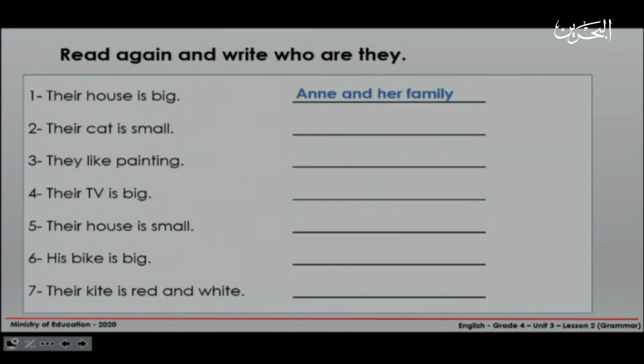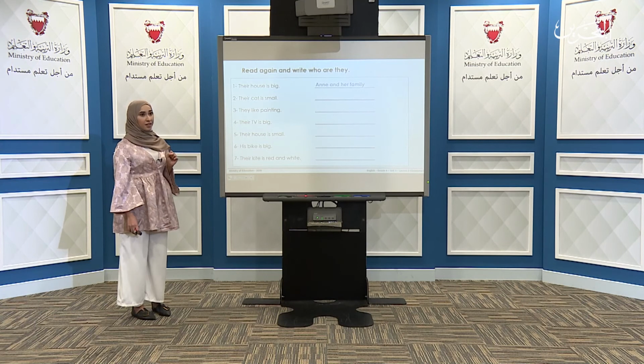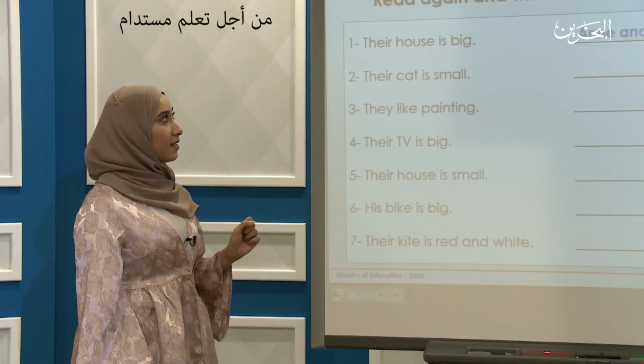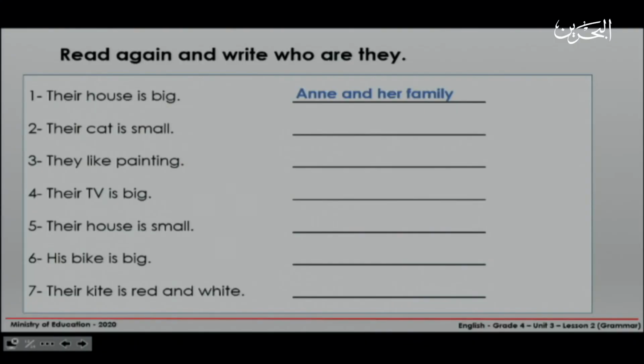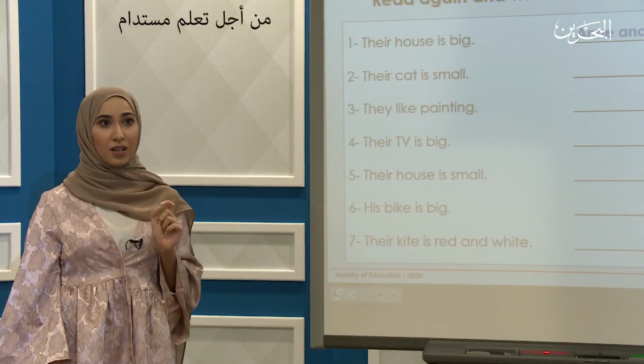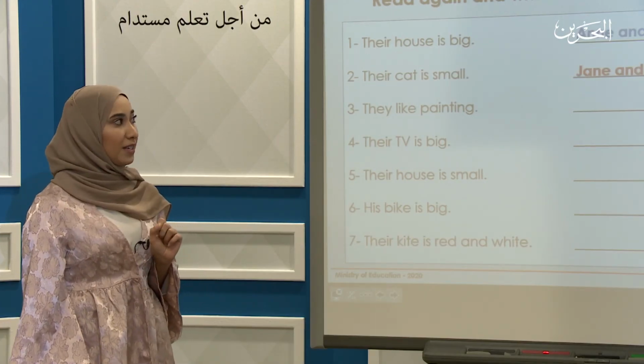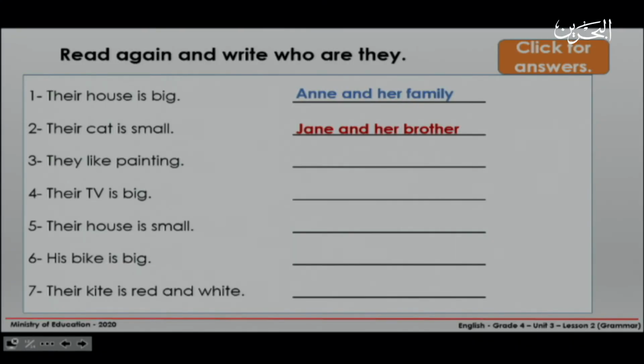Now we are going to read again and write who are they. You are going to write a name or the names. Let's see the first sentence. Their house is big. So it's Anne and her family. This was an example. Let's read number 2. Their cat is small. Who has a small cat? Well done. It's Jane and her brother.